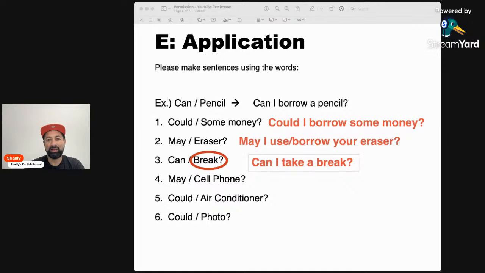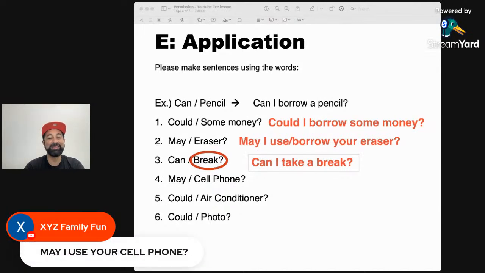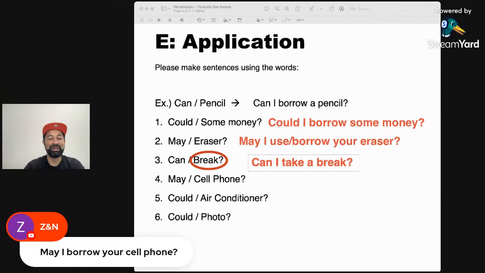So may I, everybody's probably writing on their smartphones, and I'm a very impatient person at times, but I will give everybody time to answer. All right. Mitsuko, may I use your cell phone? XYZ, may I use your cell phone? ZNN, may I borrow your cell phone? Yes, all of those are correct.